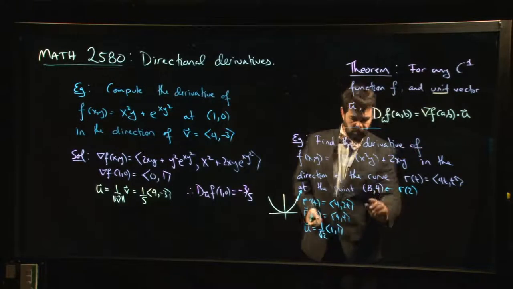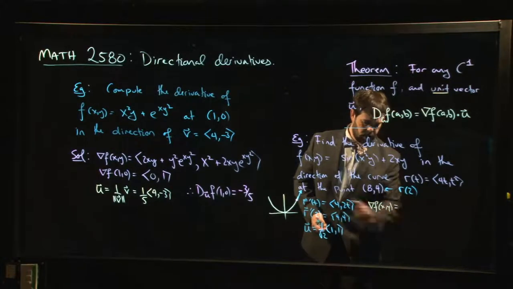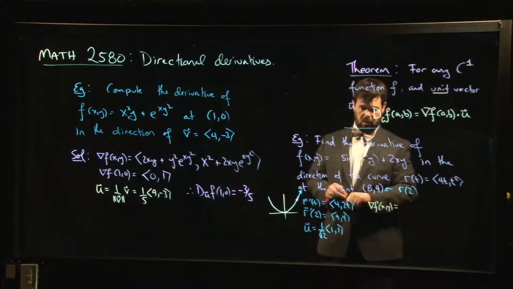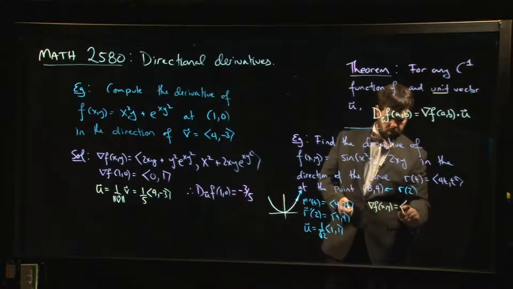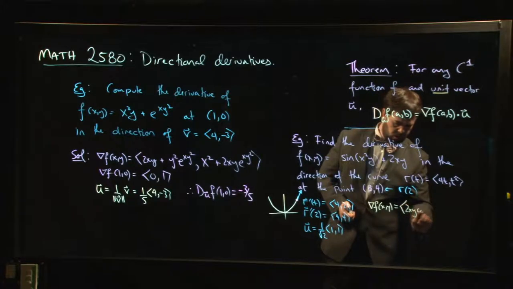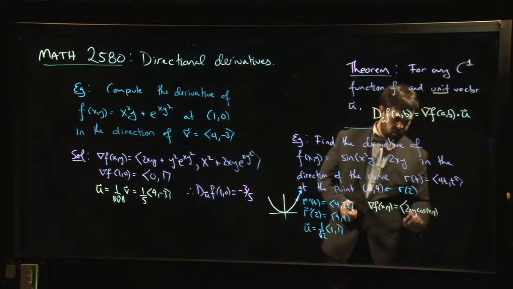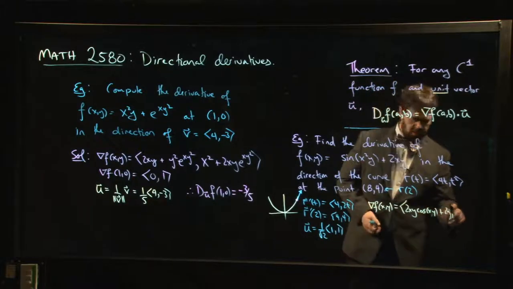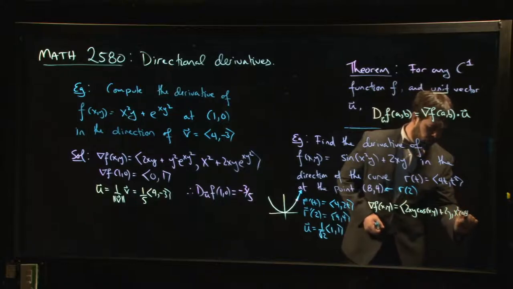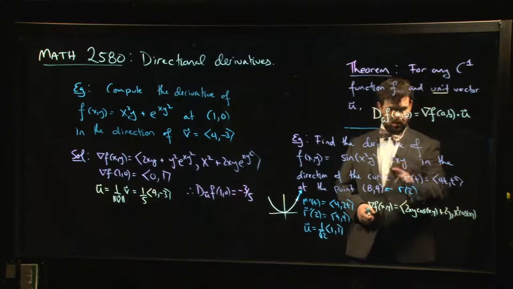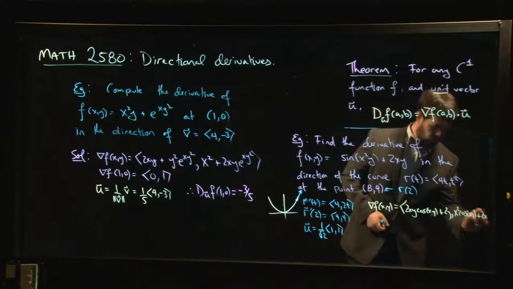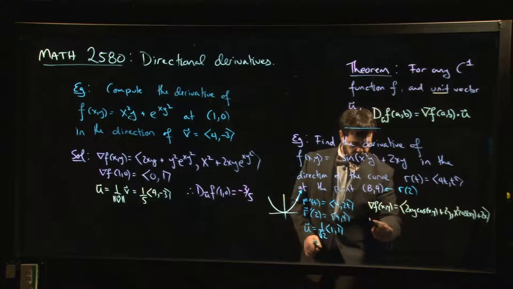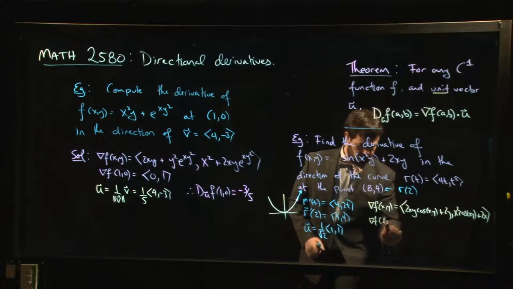So the next thing we need is the gradient of f at x, y. What is it equal to? It's equal to 2x y cos of x times y, sorry, plus 2y. And then it's equal to x squared cos xy plus 2x. So gradient of f at 8, 4.